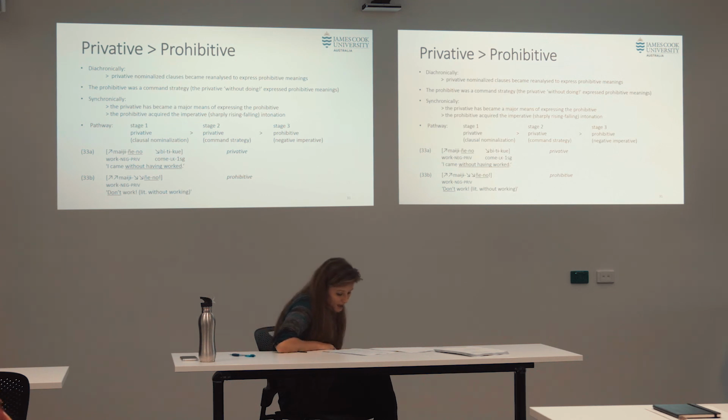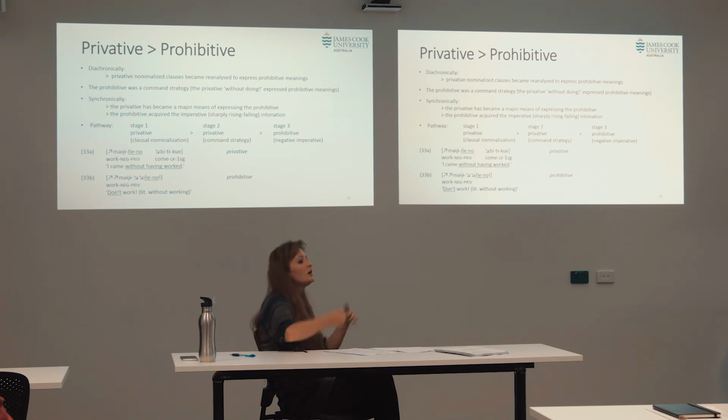So I propose that the Murui prohibitive developed out of the privative. Historically, the Murui prohibitive originated in the reanalysis of privative nominalized clauses, as a command strategy, where the privative was used to express prohibitive meanings. So for instance, to say don't do it, they used to say without doing it. That's the origin of the prohibitive.